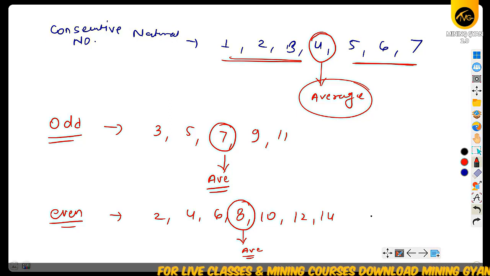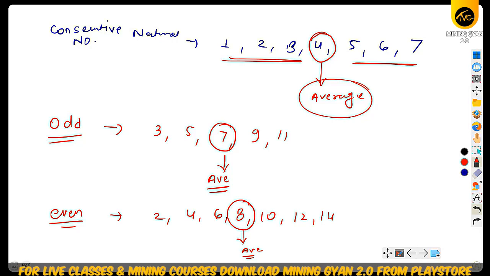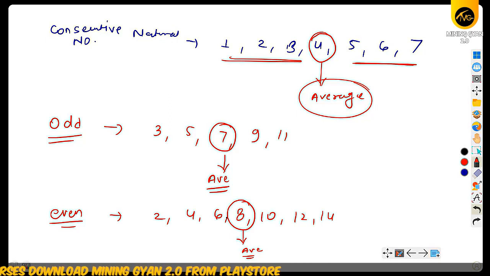Now suppose these are 7 numbers in the series, or 9 numbers or 11 numbers, then you will easily get the middle number. But suppose we have an even number series, that means we have 4 numbers or 6 numbers or 8 numbers, then how to get the middle number?